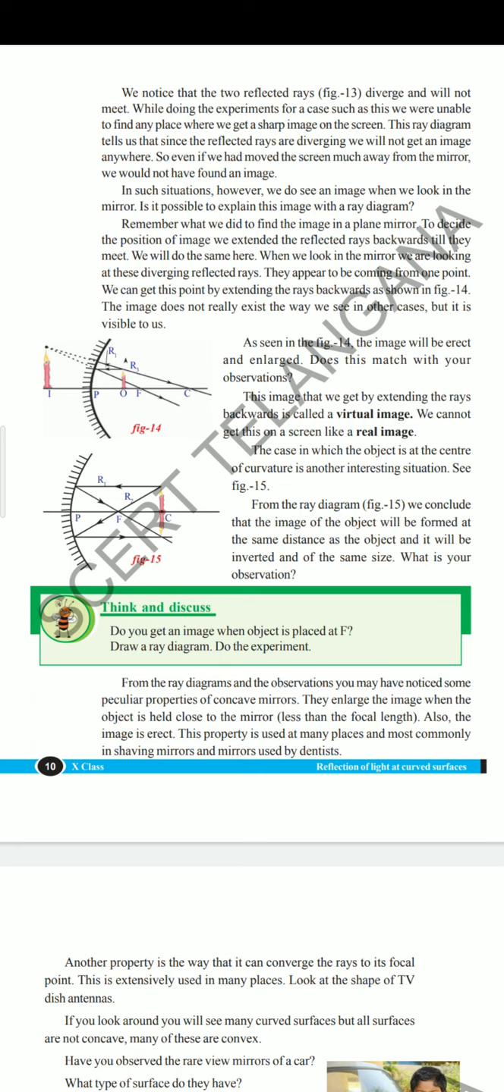The case in which the object is at the center of curvature is another interesting situation. See figure 15. From the ray diagram in figure 15, we conclude that the image of the object will be formed at the same distance as the object, and it will be inverted and of the same size. What is your observation? Think and discuss. Do you get an image when the object is placed at F? Draw a ray diagram for the experiment.